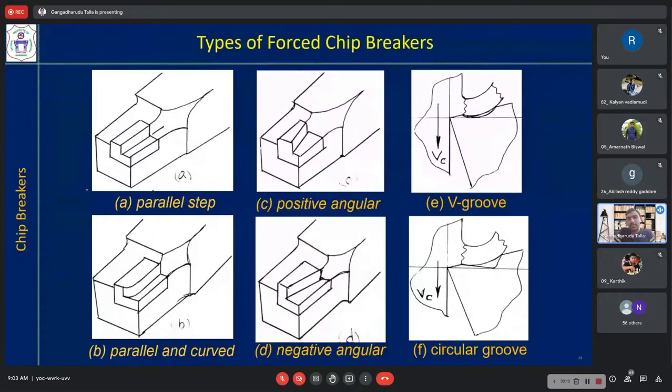But this type of attached chip breakers are not regularly used. Generally, chip breakers are cut inside these inserts. Cutting inserts are tools like this, and you are providing a small groove like that. You will not take a chip breaker separately and attach it. Generally, you will not do that. It is directly cut on the cutting tool.